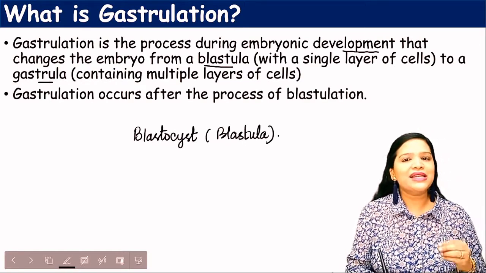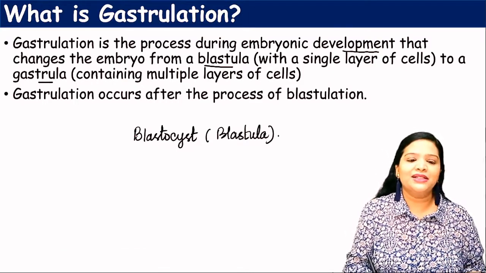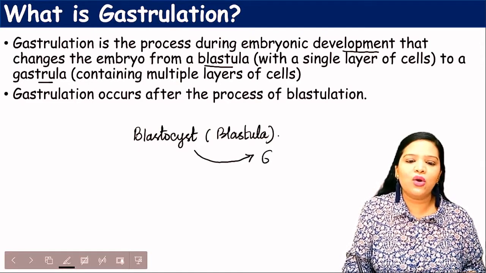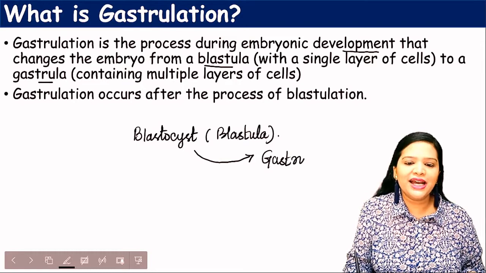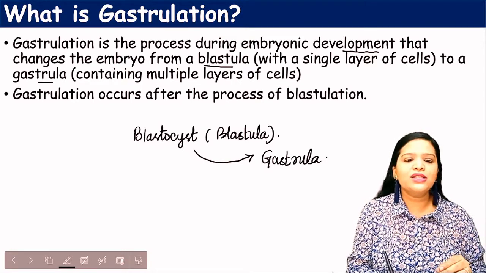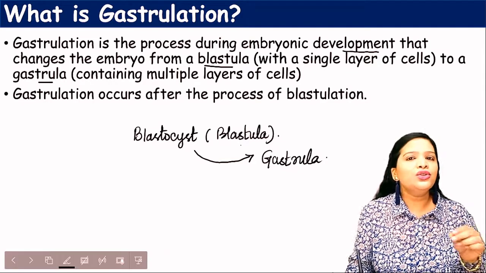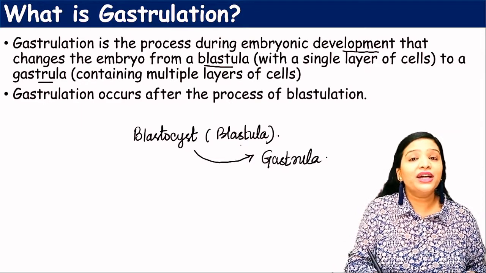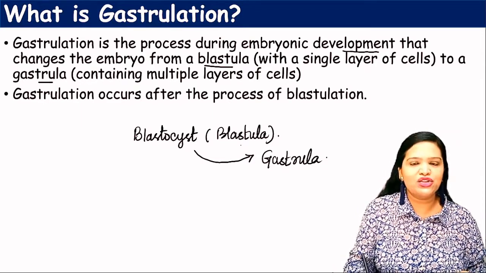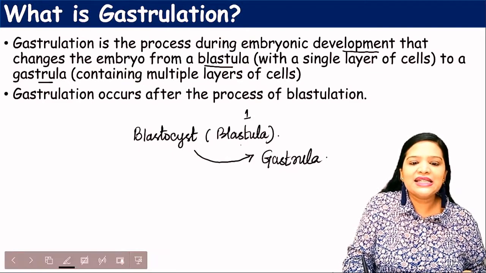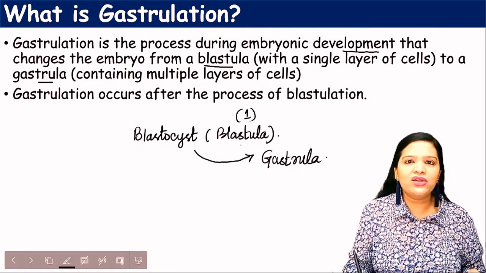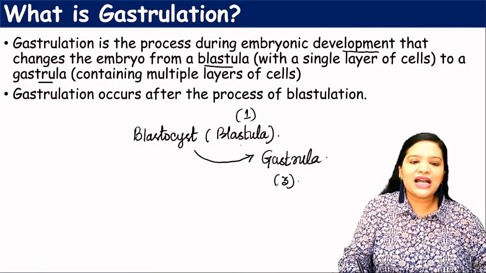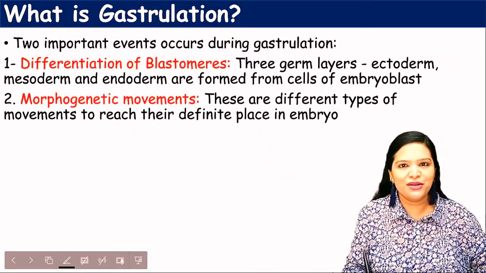So now what happens after the blastocyst gets implanted? This blastocyst progresses into the next structure that is called gastrula. This process of formation of gastrula from blastula is called gastrulation, right? Another important thing is this blastula, that means the blastocyst, is a single layer of cells, whereas this gastrula is a triple layer of cells. So the gastrulation process occurs after the blastulation process.